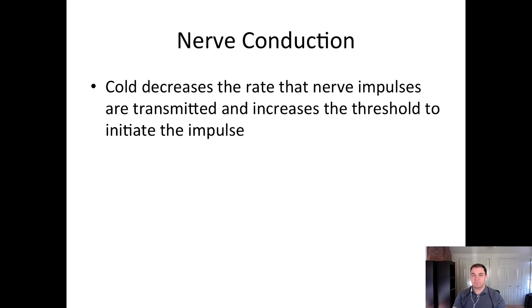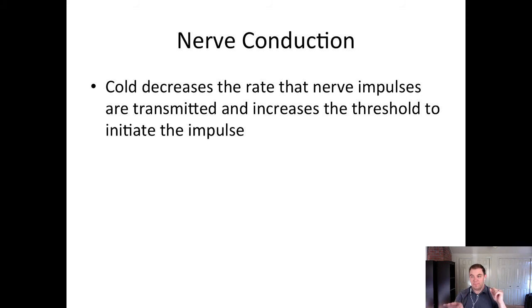Okay, nerve conduction. Cold decreases the rate that nerve impulses are transmitted and increases the threshold to initiate the impulse. So it decreases the firing rate of nerve impulses and how they're transmitted. It increases that threshold to initiate the impulse. Now remember that threshold, resting cell metabolism, negative 70 millivolts, right? That may not happen. It may actually increase. Maybe it increases to negative 75 millivolts, negative 80. But the point is that it increases, so it actually decreases the firing rate of nerve impulses.